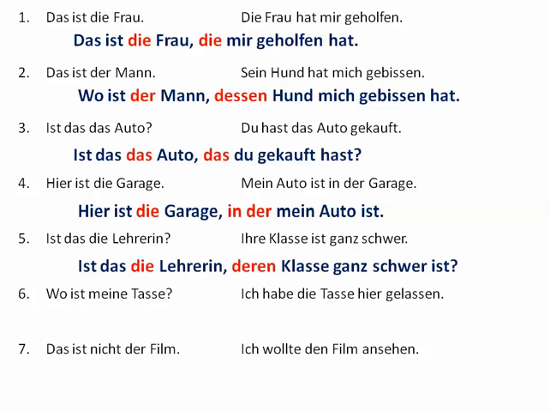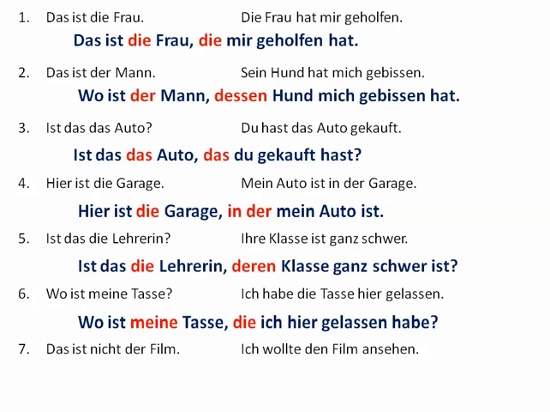"Wo ist meine Tasse?" And in our second sentence, "Ich habe die Tasse hier gelassen." In the second sentence, "die Tasse" is the direct object, therefore accusative, and "die" stays the same. Remember, in the accusative, "der" changes to "den," while "die" and "das" stay the same. So, "Wo ist meine Tasse, die ich hier gelassen habe?" And then finally, "Das ist nicht der Film, und ich wollte den Film ansehen." So, "Das ist nicht der Film, den ich ansehen wollte."